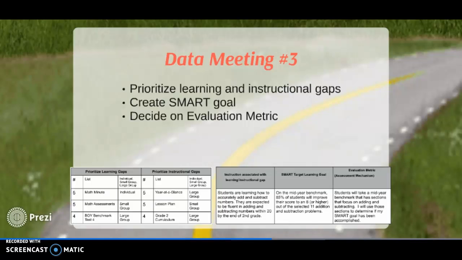From that data, I created the following SMART goal. On the mid-year benchmark, 85% of students will improve their score to an 8 or higher out of the selected 11 addition and subtraction problems. I will then use the mid-year benchmark as my evaluation piece.